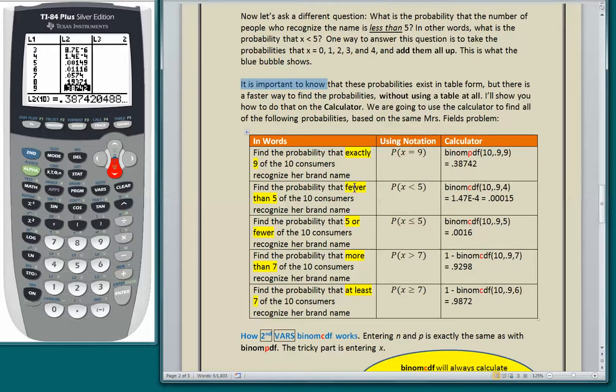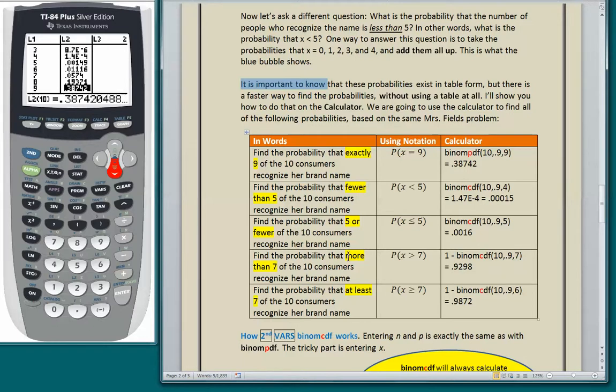Notice the difference here. This is very important. Fewer than 5 means 0, 1, 2, 3, or 4. It does not include 5. But if we say 5 or fewer, that includes 5. So now we're talking about 0, 1, 2, 3, 4, or 5.